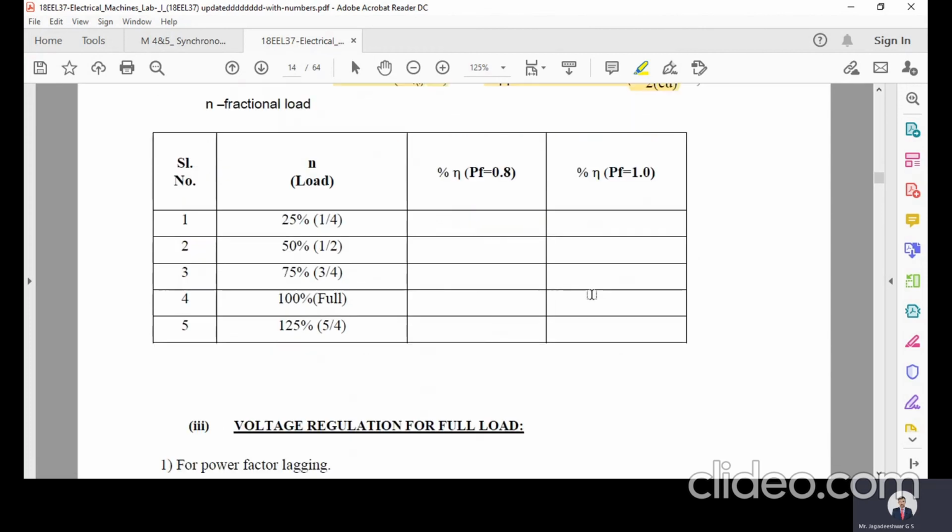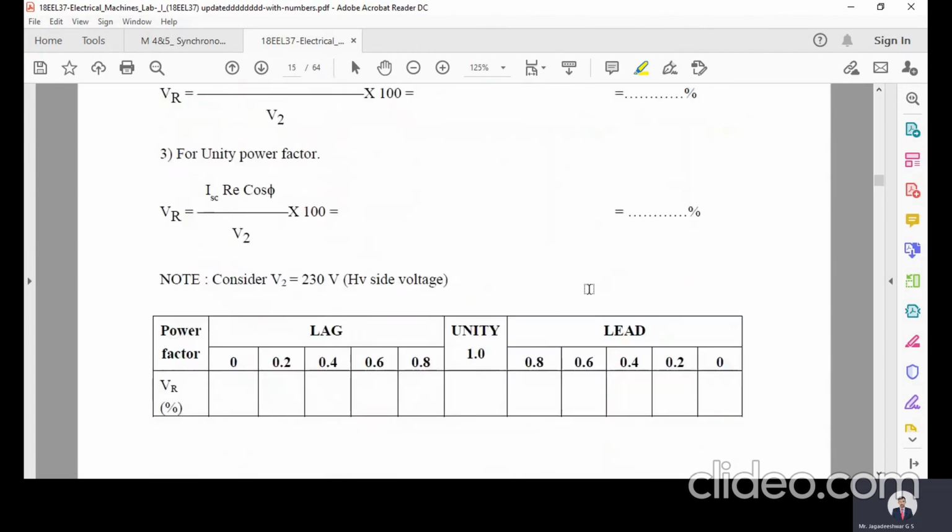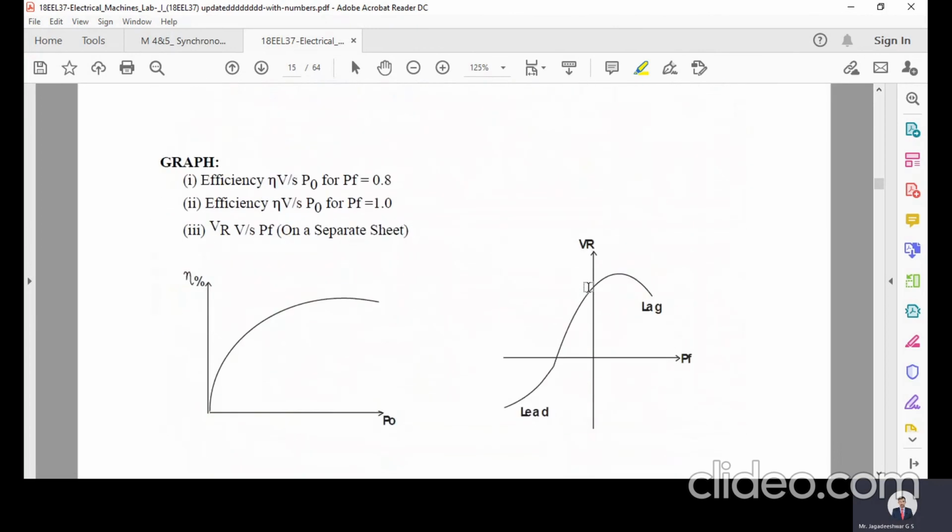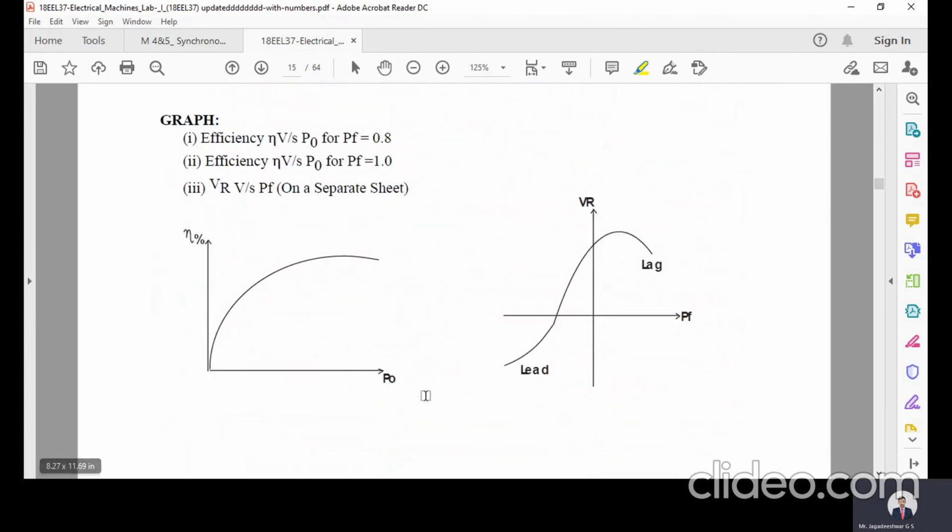Once you get all these values, you can draw the curve. The x-axis in this case will be your percentage of loading, that is 25, 50, 75, 100 and 125. The y-axis will be percentage of efficiency. So you will get such an observation.